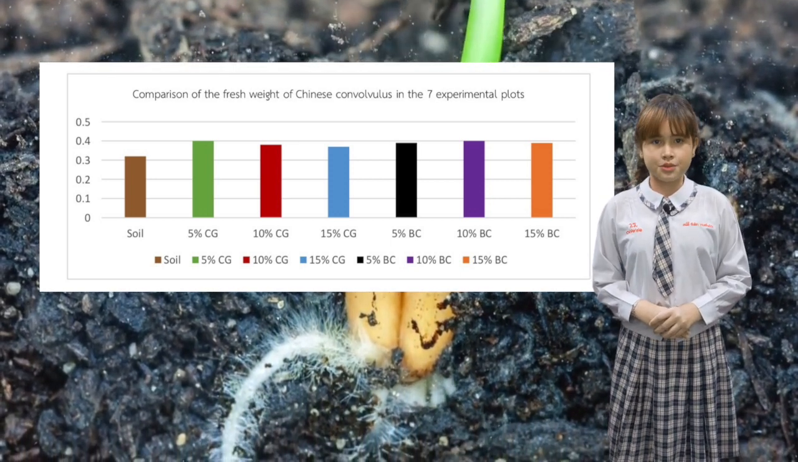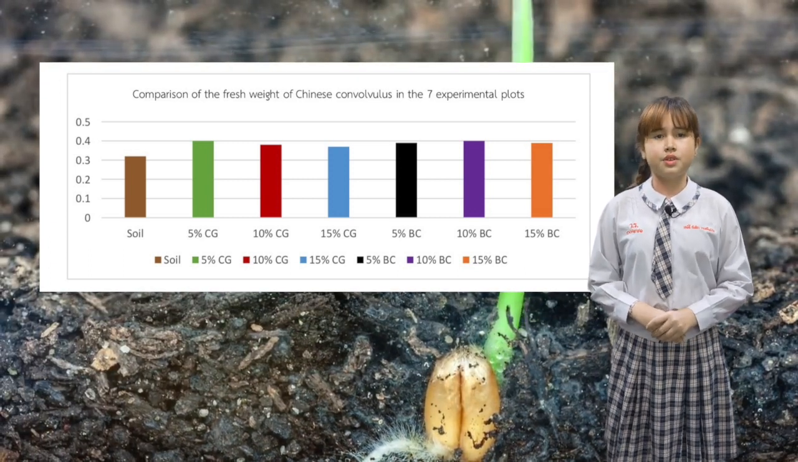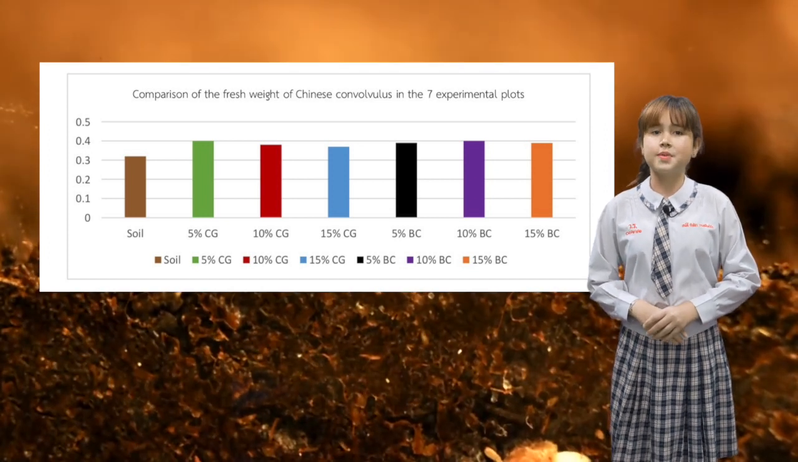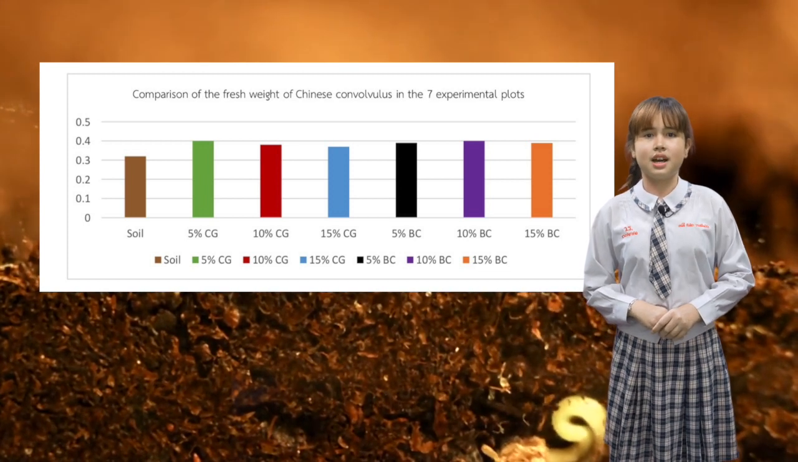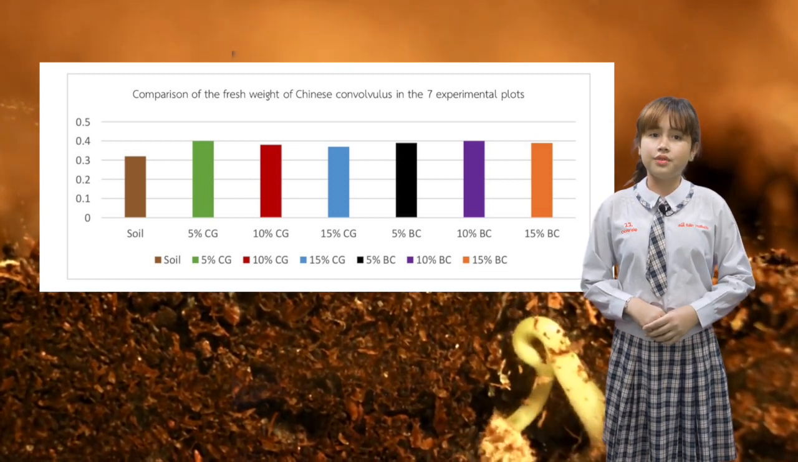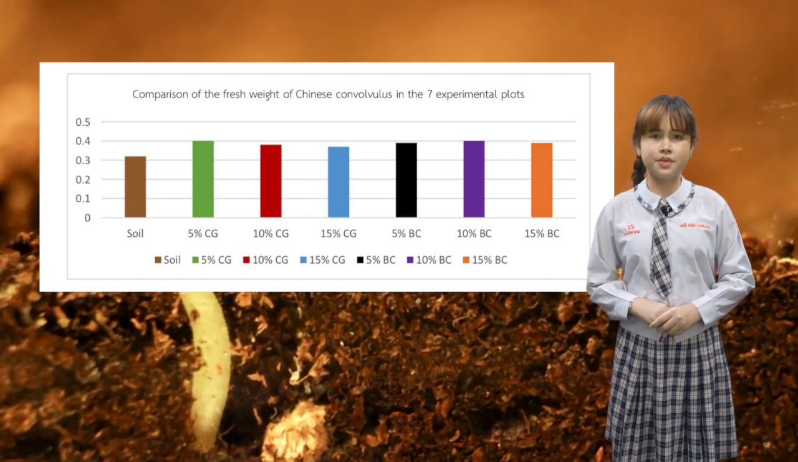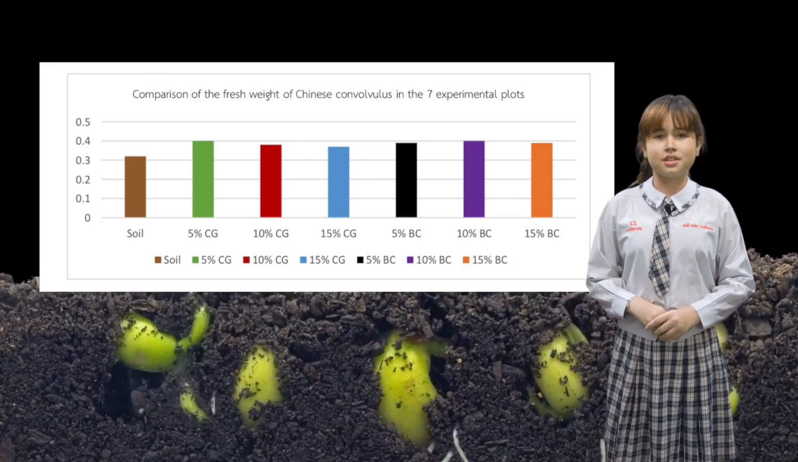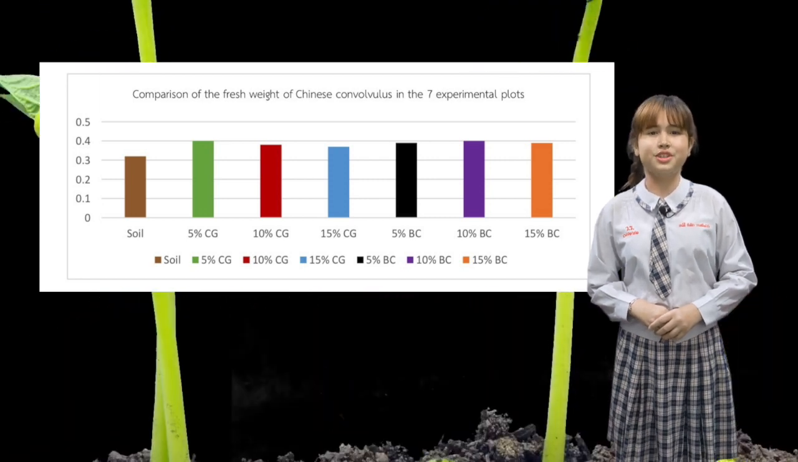When measuring the fresh weight of Chinese Convolvulus grown in different plots, it was observed that the plot with 10% biochar and the plot with 5% coffee grounds had the same fresh weight, which was 0.40 kilograms, the highest among all plots. Therefore, the appropriate ratio of coffee grounds and biochar may serve as an alternative organic material for farmers to amend and nourish the soil before planting, thereby promoting plant growth and increasing agricultural yields.